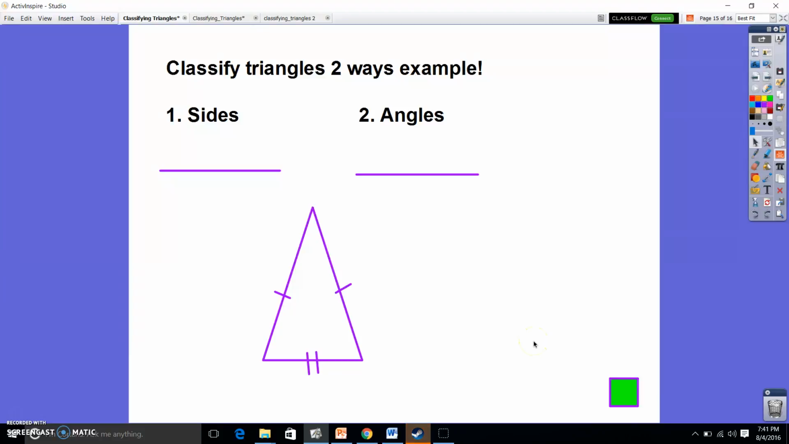I'm going to give you an example problem here. I'd like you to pause the video and try. I'd like you to classify the triangle two ways. I'd like you to give it a name for its sides, and I'd like you to give it a name for its angles. Remember, if you need to go back through the video as a refresher or check out your Post-it note, please make sure that you do.